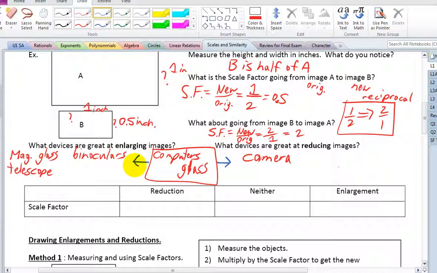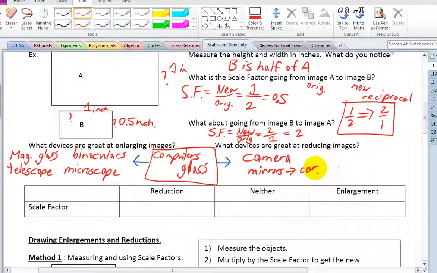Microscope. A microscope would be good at enlarging. Oh, the side mirrors you have on a car. Yeah, that's right. Mirrors make objects appear closer, farther than they are. So that would be reducing. Yep.